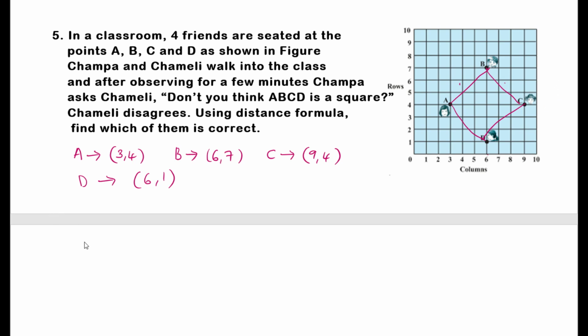Now we'll find out by using the distance, the length AB, BC, CD and DA. What is the distance formula? D equals square root of x2 minus x1 whole square plus y2 minus y1 the whole square. Now by using distance formula, we are going to find out the length AB, BC, CD, DA and check whether all the sides are equal, then it forms a square, else it does not form a square.